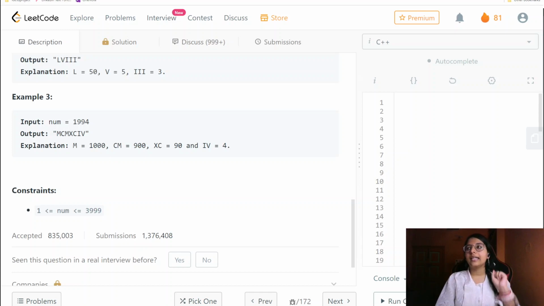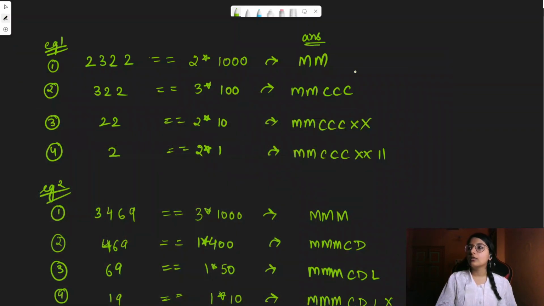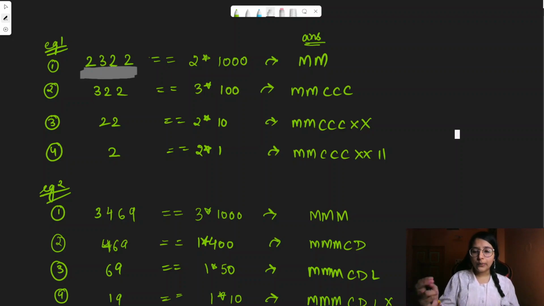Now let me explain how we can go ahead with this particular solution. Let us take this example, and from this example I'll let you know how we can devise the solution. So now let us start. Here, see, we are given this number, say 2322. So how can we break down this particular number?